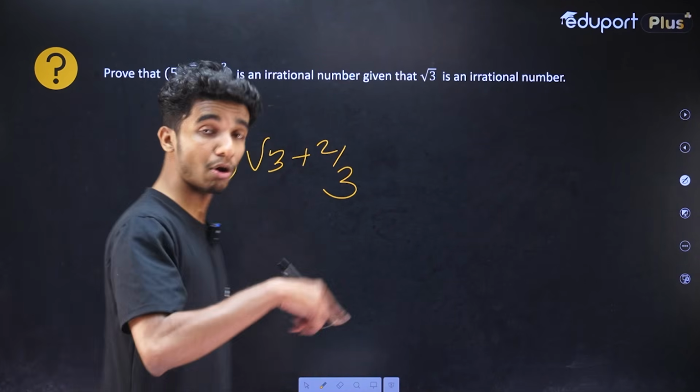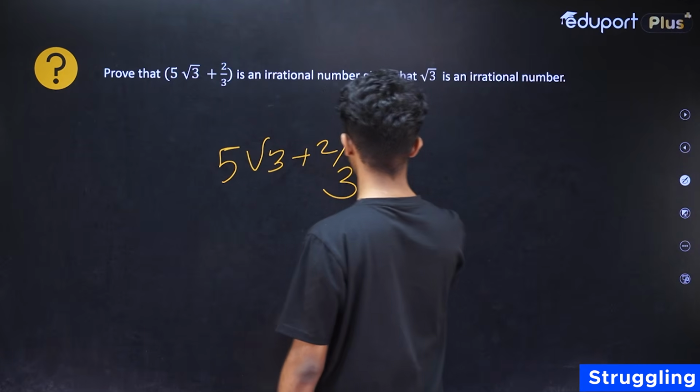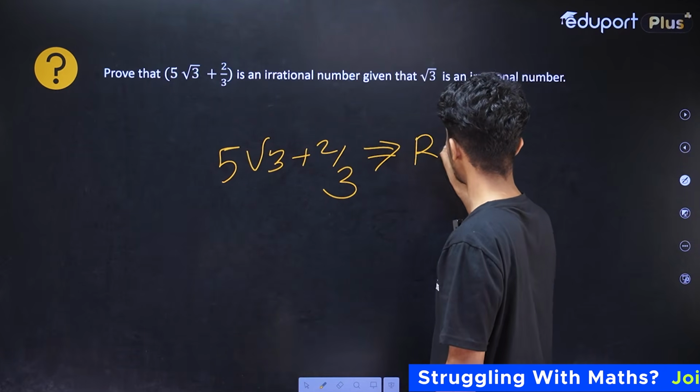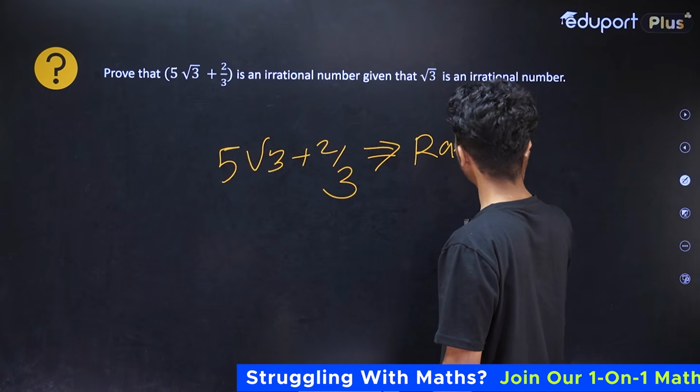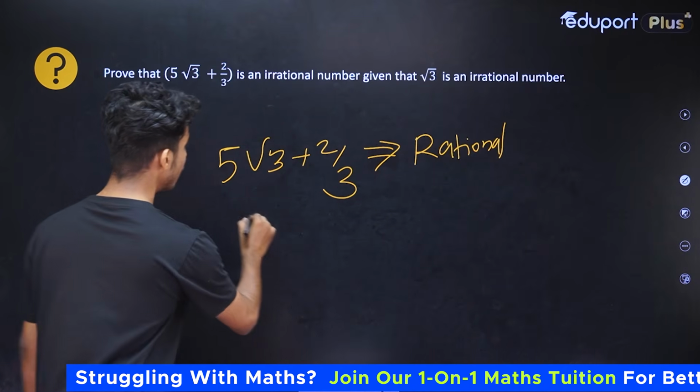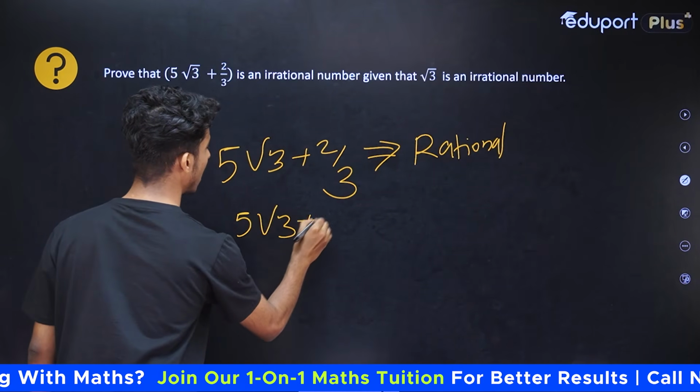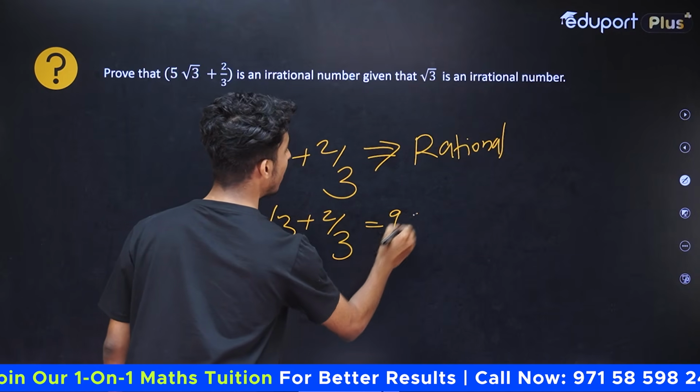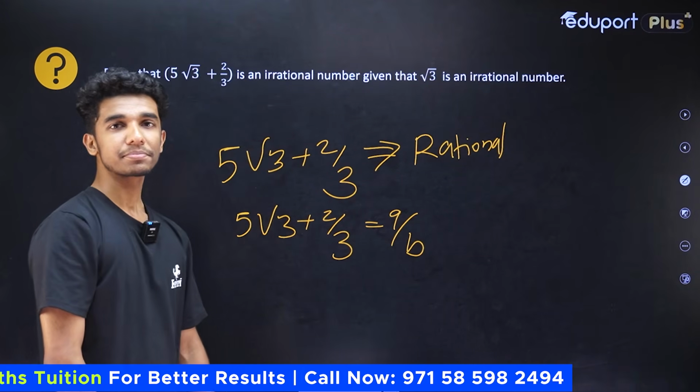For that, by contradiction, I'm taking it as a rational number. Any rational number can be represented in the form: 5 root 3 plus 2 by 3 equal to A by B.